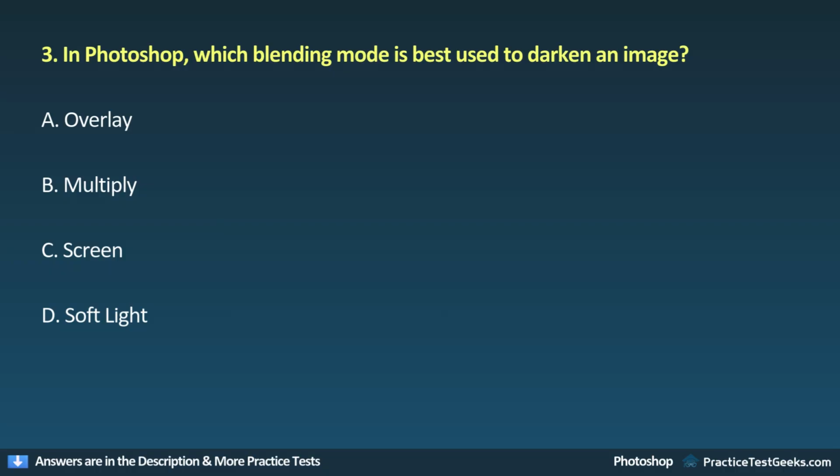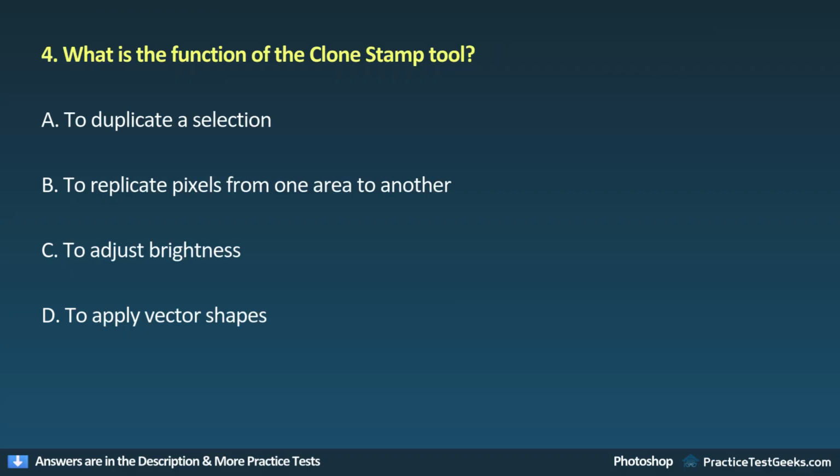A. Overlay. B. Multiply. C. Screen. D. Soft light. 4. What is the function of the clone stamp tool? A. To duplicate a selection. B. To replicate pixels from one area to another.